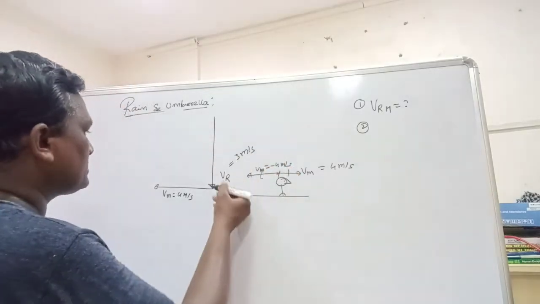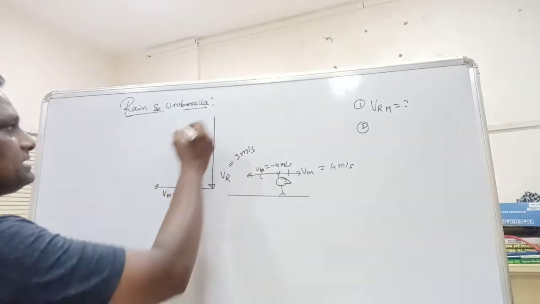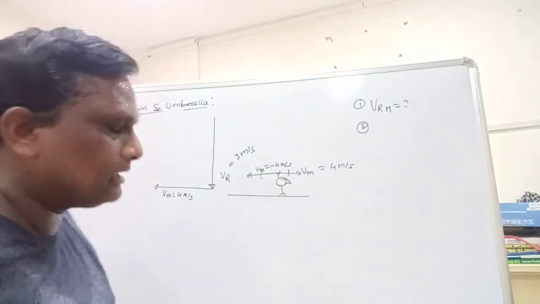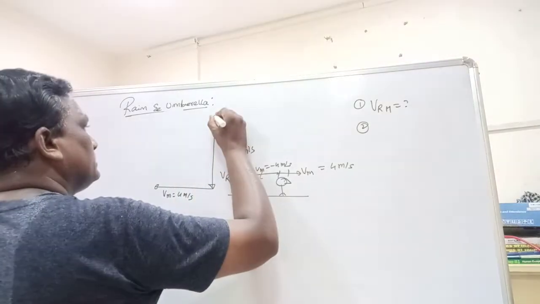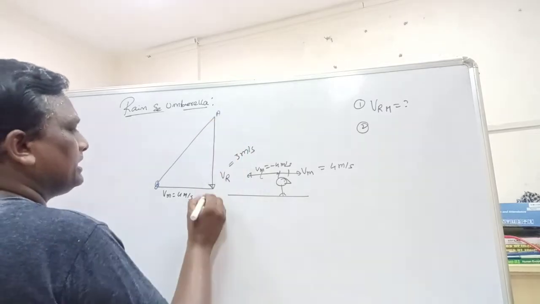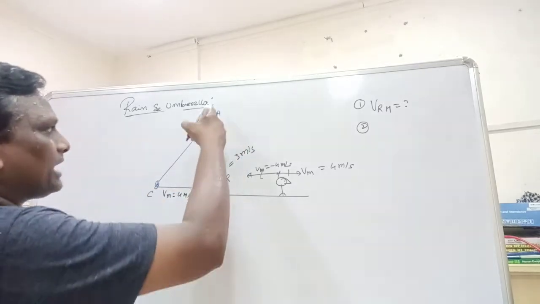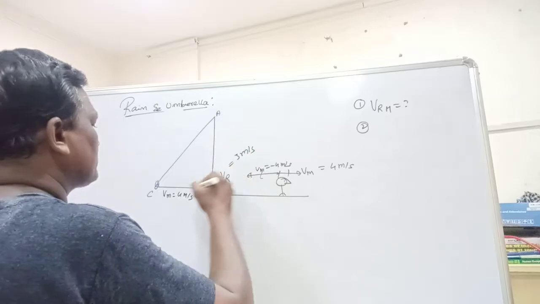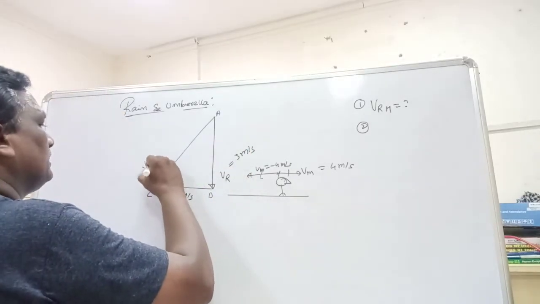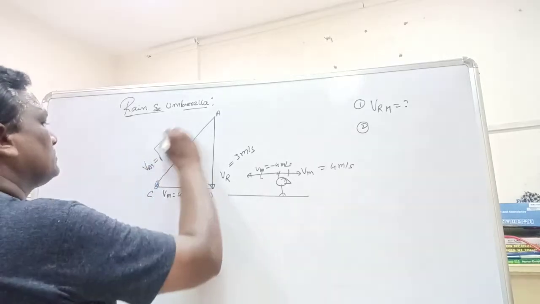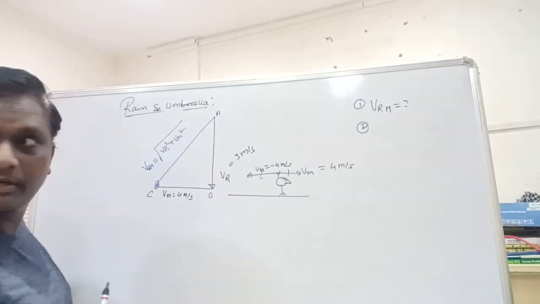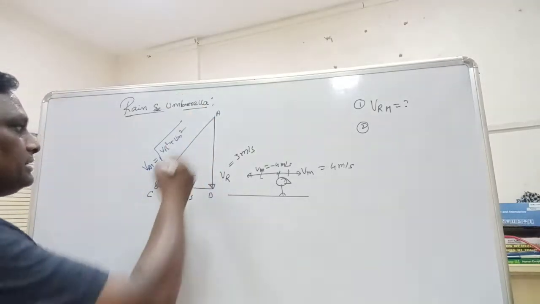Now this is the rain velocity, this is the man velocity, and this is the resultant velocity. Here I am drawing the resultant velocity. This is the resultant, the hypotenuse, like this. Take the sides as A and B. The hypotenuse is root over VR square plus Vm square. So V rain with respect to man is equal to root over VR square plus V man square. Like this you have to find it.